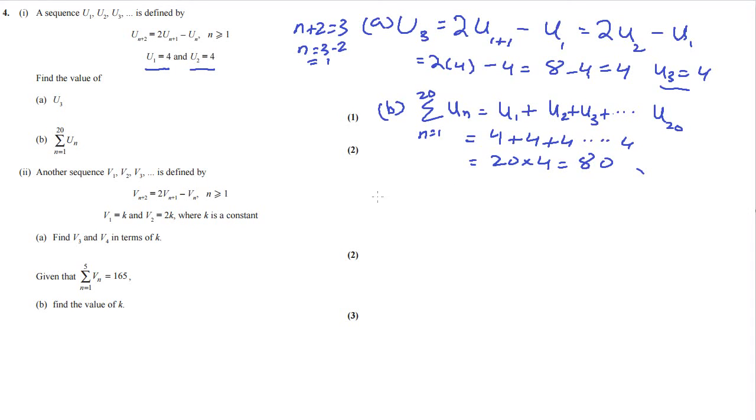Now let's go to the second part of the question. The second part says there is another sequence v1, v2, v3, and this time its relationship is this. We should note that this relationship is similar to the previous relationship, but this time the values of the first and second terms are different. But anyway, v1 is k and v2 is 2 times k. Now they want us to find v3 and v4 in terms of k.